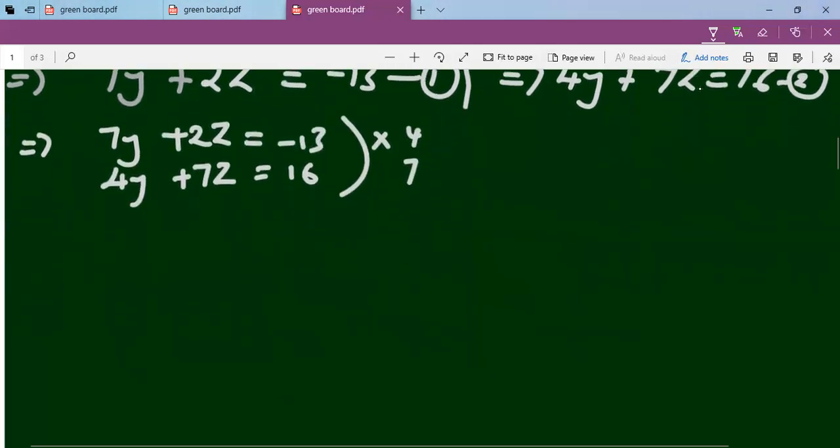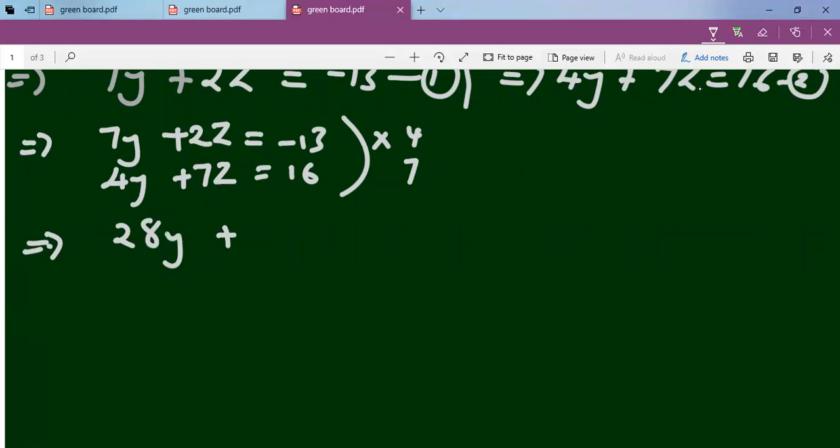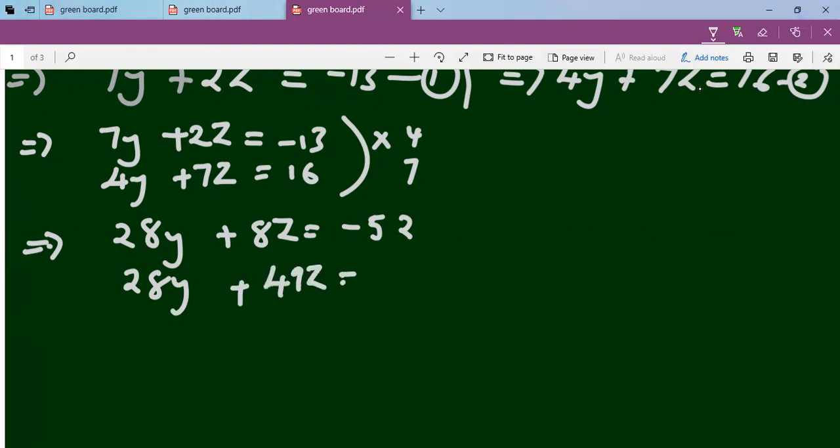So the moment you do that, you have 7 by 4 is 28y, 4 by 2z is 8z, is equal to 4 by negative 13 is negative 52. Then 4 by 7 by 4y is 28y plus 49z is equal to 7 by 16, we get 112.